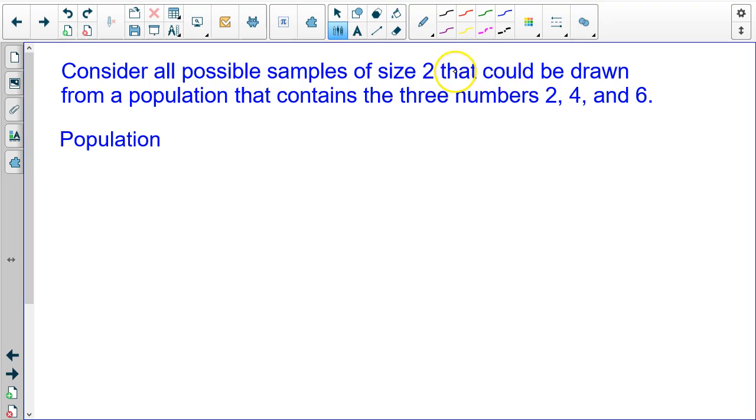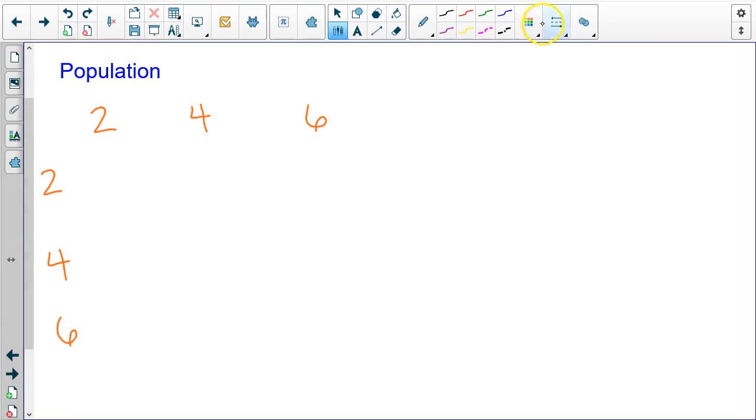Consider all possible samples of size 2 that could be drawn from a population that contains the three numbers 2, 4, and 6. First block asked me a really good question, and I honestly couldn't answer it as well as I wanted to. They said, how did you know that? Because they started saying, oh, 2 and 4, 2 and 6, 4 and 6. And they were like, done. But that's really not it. The way you have to think of this is with replacement. So you could have 2, 4, or 6, or you could have 2, 4, and 6, and make sure you leave room in between them like I am, and I'll show you why in just a minute, okay?